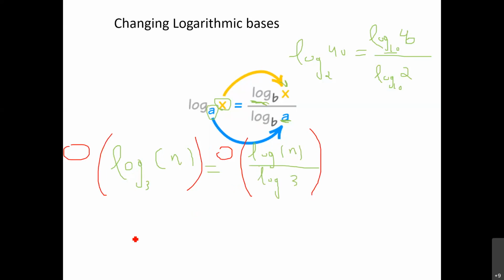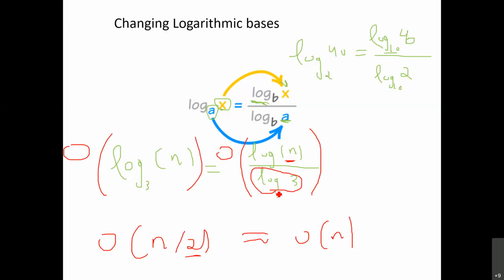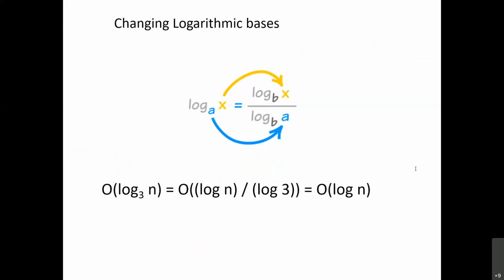Cool. But remember when we said O of n over 2 is just O of n? Why? Because we were dividing by a constant. So here, log n, we're just dividing it by log 3, and this is just a number. It's a constant. Might be even smaller than 2. So the complexity of this is roughly the same as just log n. What do I mean? All the bases are roughly the same. So if you want to use base 2, 3, 9, whatever, you can boil them all down to the same complexity. Cool.